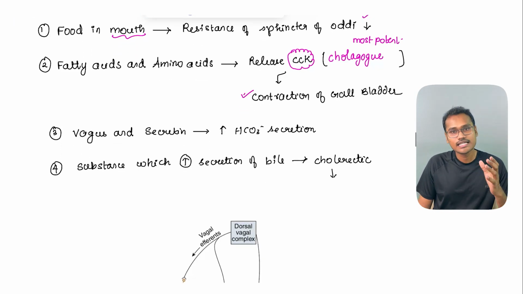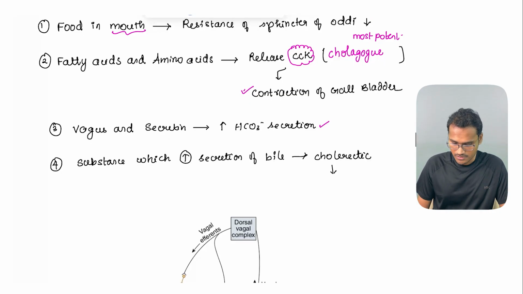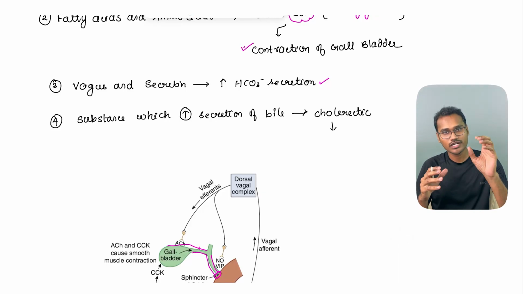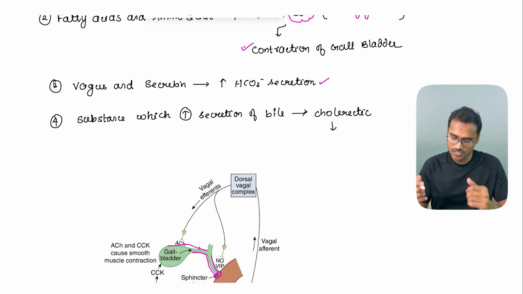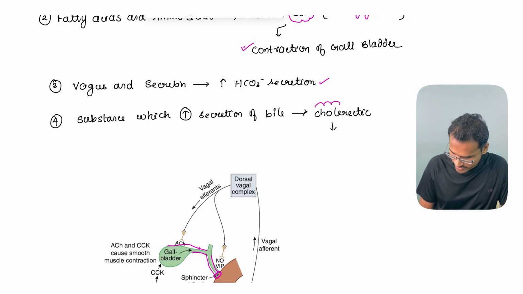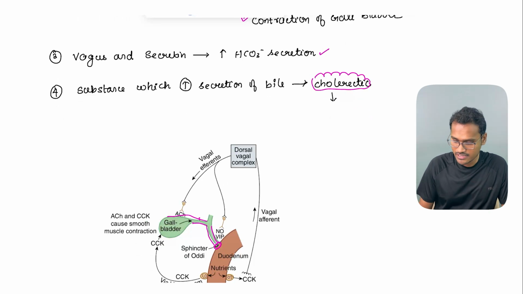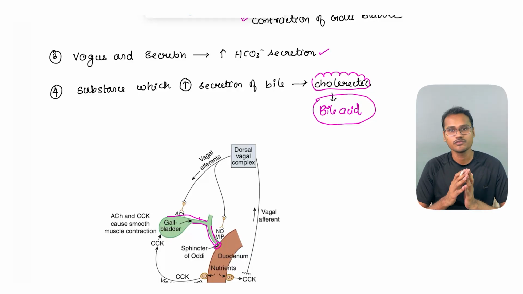And the vagus and secretin, what are they going to do? They are going to increase the bicarbonate levels in the gallbladder secretion. So contraction of the gallbladder, we just saw, is by a cholagogue. Some of the substances can increase the secretion of bile, and they are called choleretics. One important substance which increases the secretion of bile itself is nothing but bile acids. The bile acid itself will help to increase the secretion of the bile.